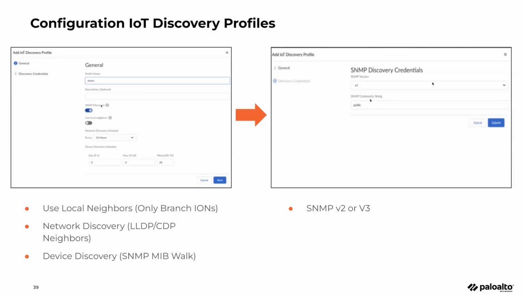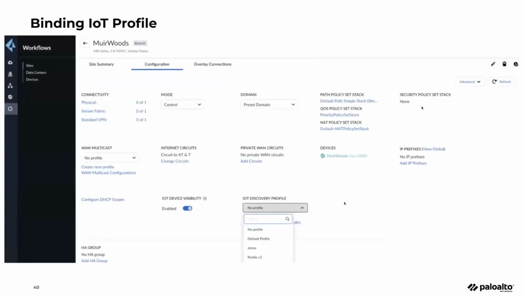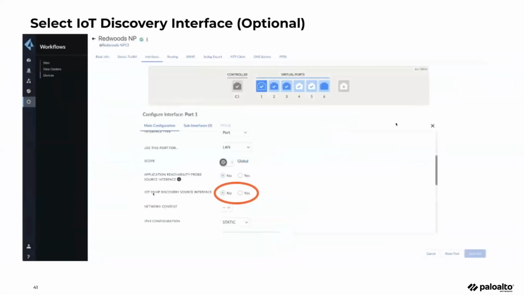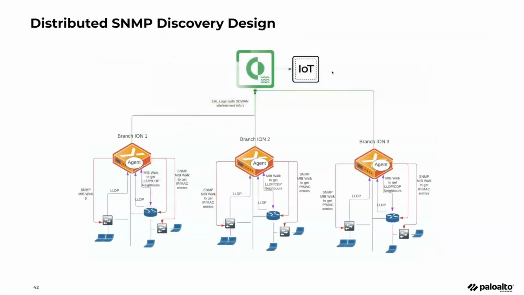Once you configure it with that, you attach that profile to the branch site that you want to generate this from. And then you give it a source interface, so you want to know where to source the traffic from. And this is actually important for a couple of reasons, and we'll talk about the two use cases next on why this is important. I think there's a couple different ways that we see SNMP controlled in the enterprise network.